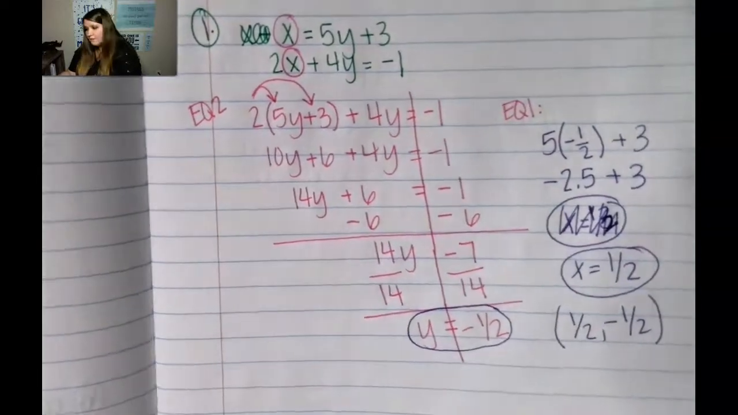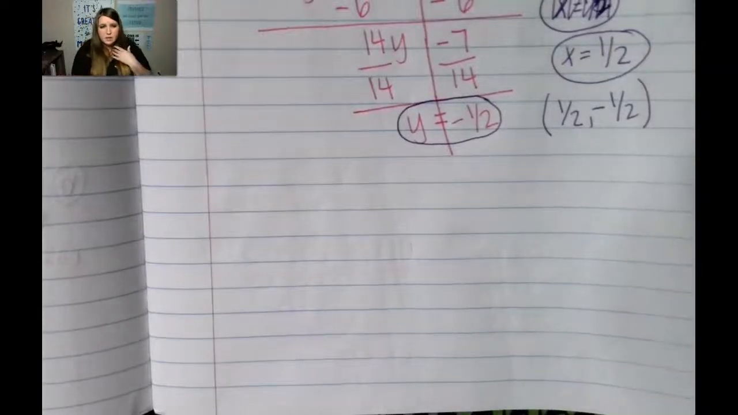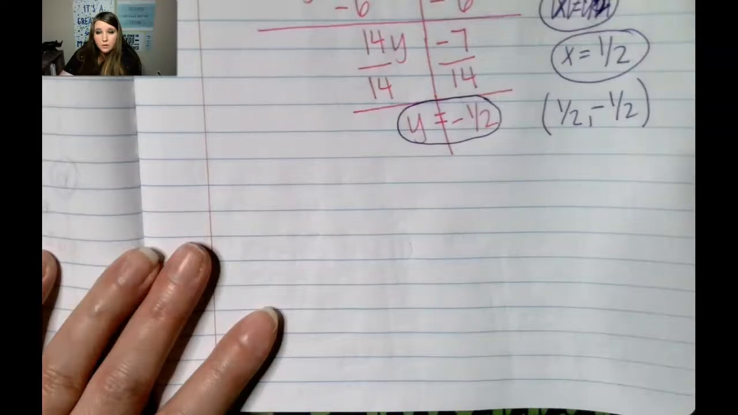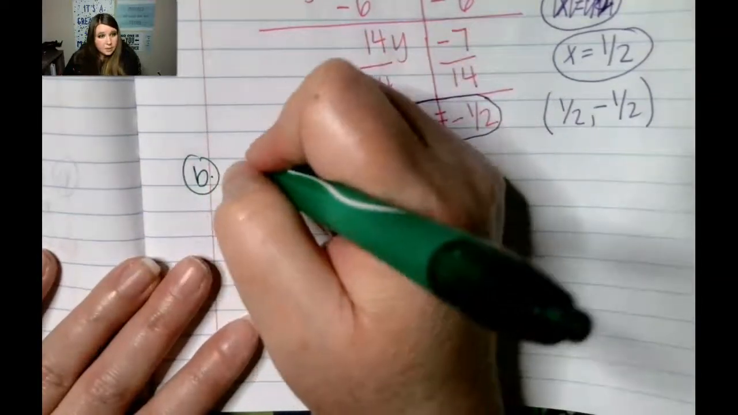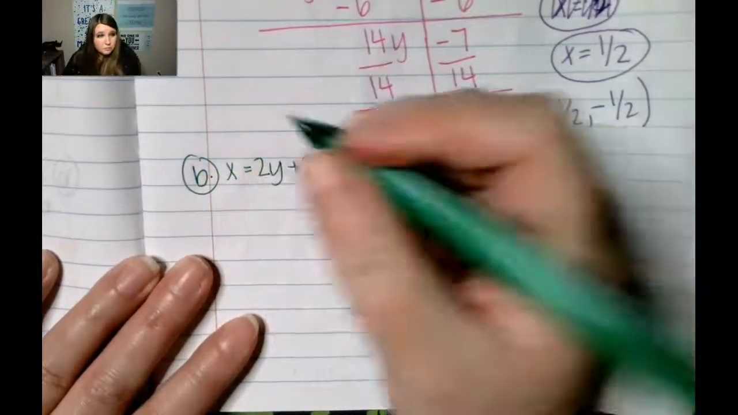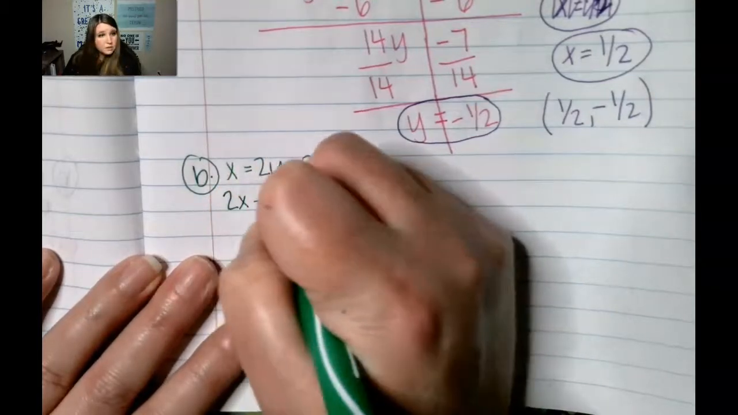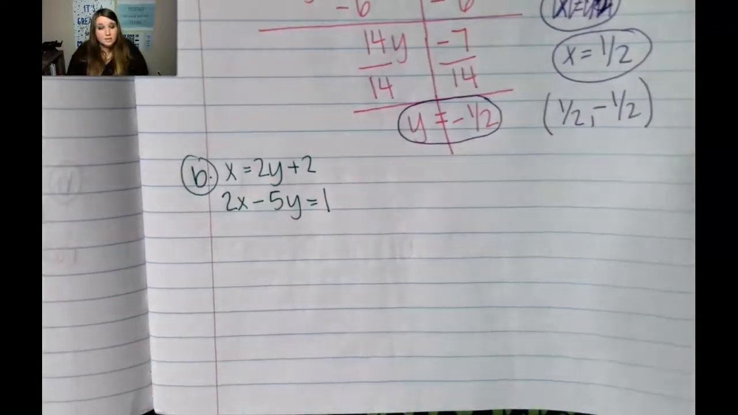Okay, I think we have time for one more try it. Here is your second try it. Okay, your second try it is this. It says x equals 2y plus 2. And the second equation that we're looking at is 2x minus 5y equals 1. Okay, again, hit pause so you don't hear me solving, and then hit play when you are ready.